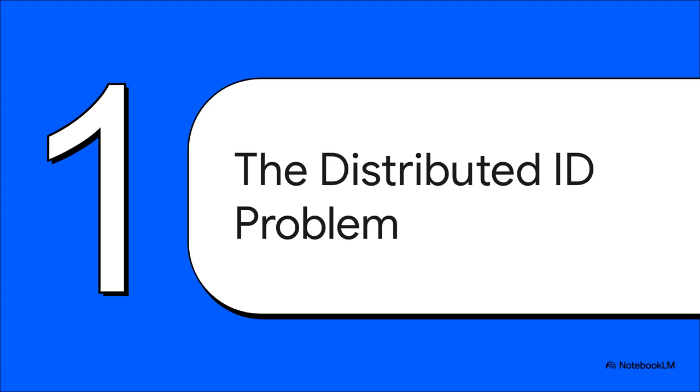At its core, this whole thing is what engineers call the distributed ID problem. You see, the way we all learn to count, 1, 2, 3, that works just fine if you've got one person doing the counting. But what happens when you have thousands of computers all trying to count at the exact same time? Well, you get chaos.